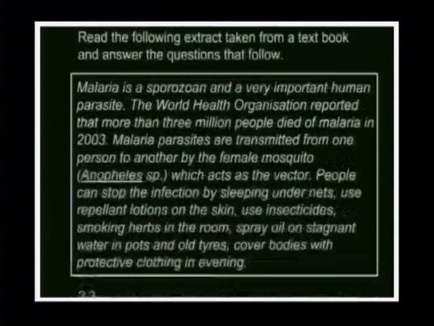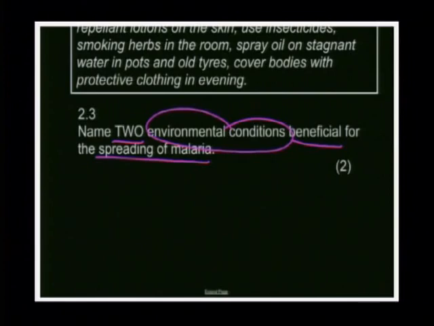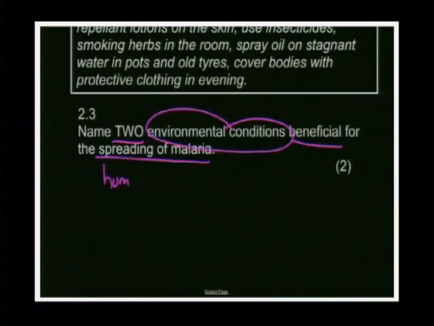The next part of the question deals with two environmental conditions beneficial for spreading malaria. In other words, because malaria is spread by the mosquito, what environmental conditions are actually good for mosquitoes to reproduce in? And we've done those as well. Remember, it must be humid, it must be hot, and preferably there should be some kind of water body around for reproduction.